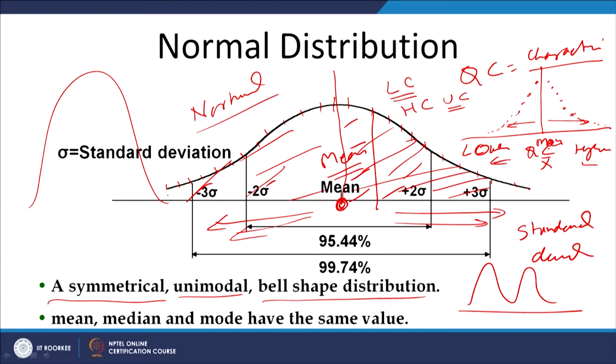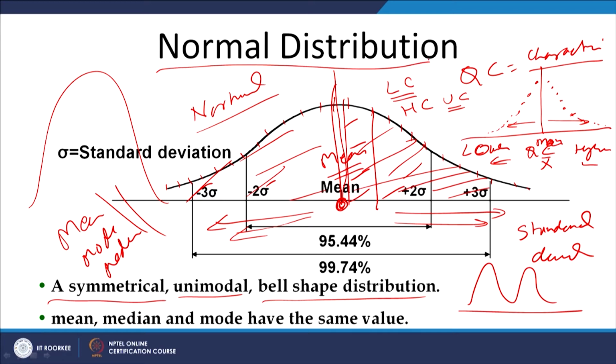When the distribution is normal, what we notice is that all three ways by which the average is quantified, mean, mode or median, fall at the same point, at the same level. So, that is the situation when we have the normal distribution.